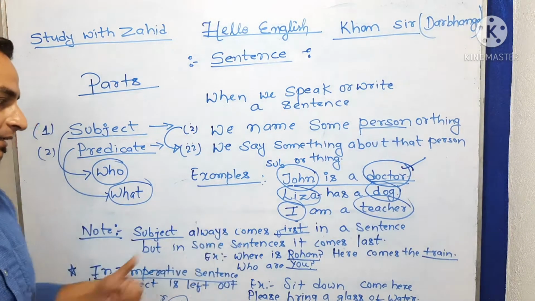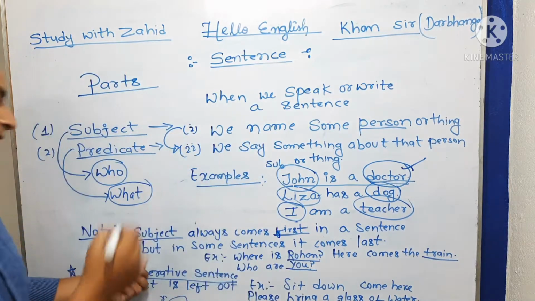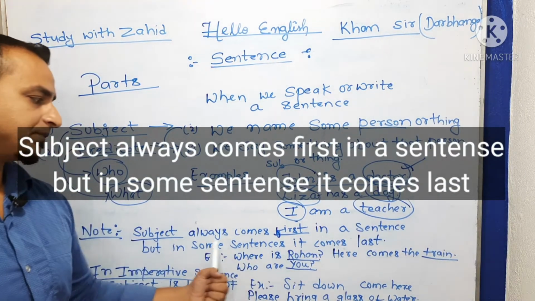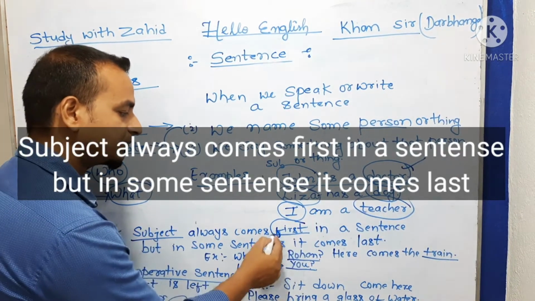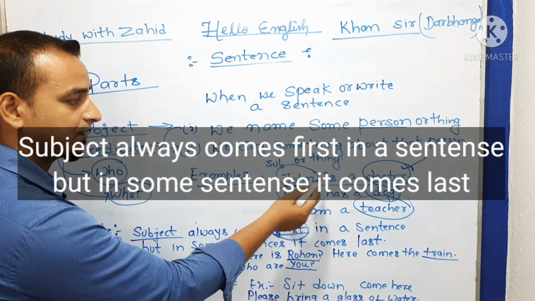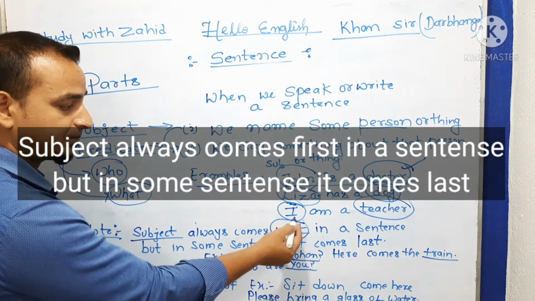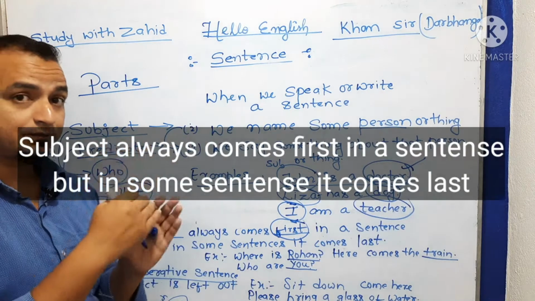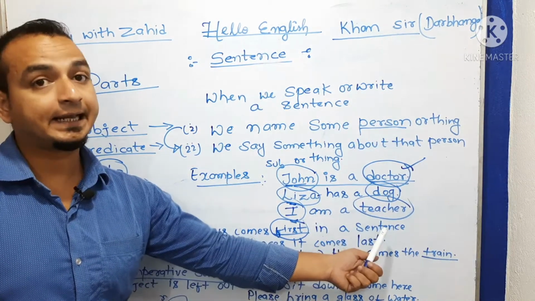That's good. Okay, so one thing you have to keep in your mind. So I have written here, the subject always comes first in a sentence. Like this you can see, "John is a doctor," "Lisa has a dog." Lisa is the subject, so Lisa is in the first position. "Ganga is a river," so Ganga comes first. So the subject always comes first in a sentence.